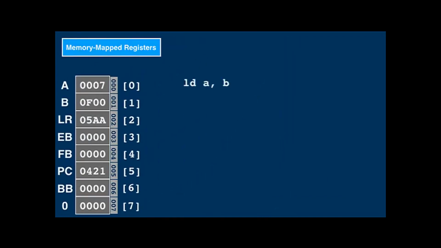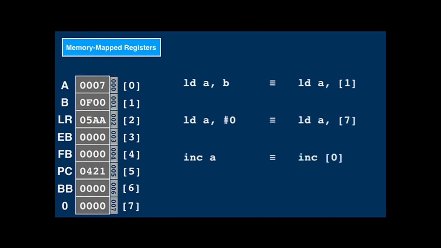We can load A with the contents of the B register by reading the contents of memory at location 1 into A. The constant of 0 can be loaded into A by just reading from memory at 7, which is the 0 register. A can be incremented by incrementing memory at 0, and B can be used as a pointer by reading from double indirect 1. Let's look at memory more closely.